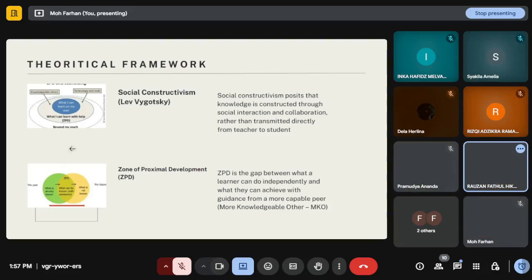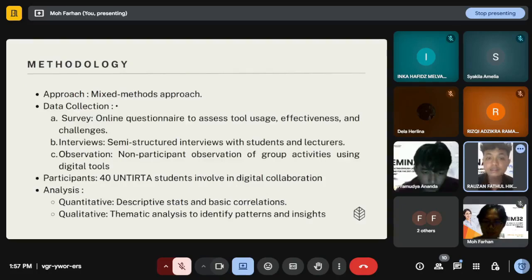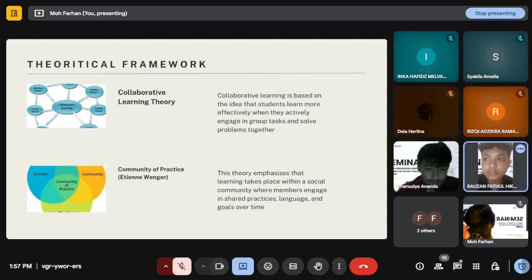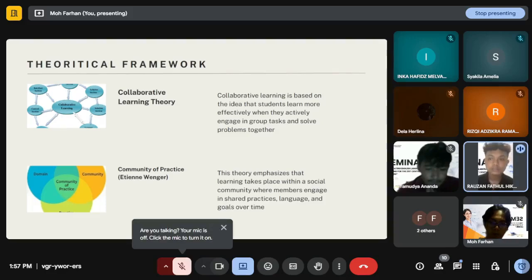The third is collaborative learning theories. Collaborative learning is based on the idea that students learn more effectively when they actively engage in group tasks and solve problems together. And the last is community of practice by Etienne Wenger. This theory emphasizes that learning takes place within a social community when members engage in shared practice, language, and goals over time. Next slide.